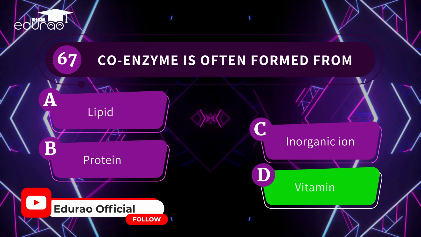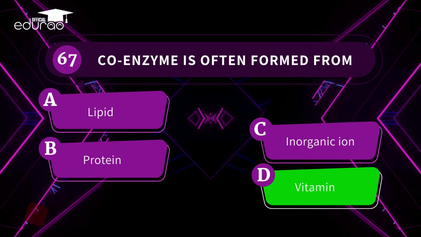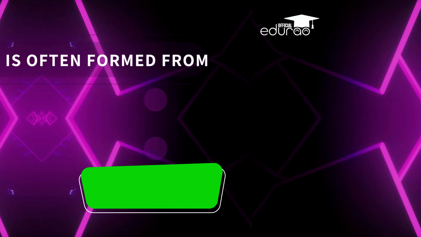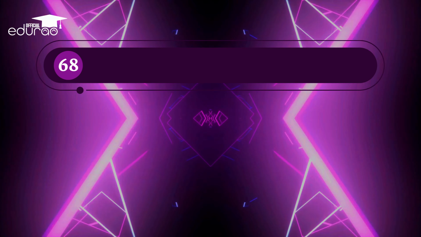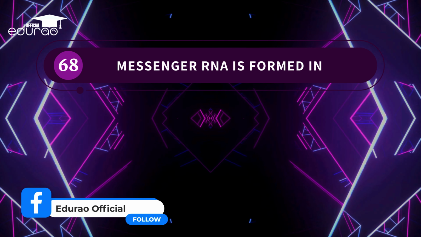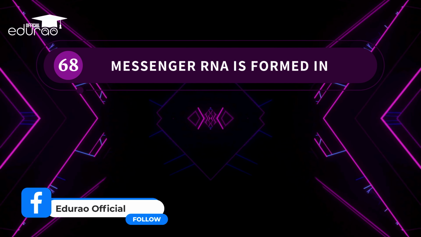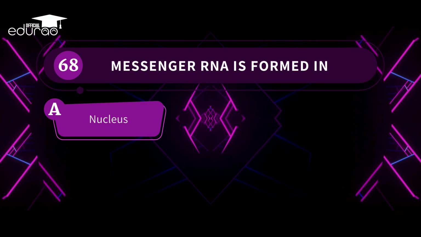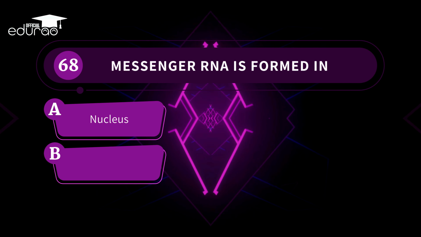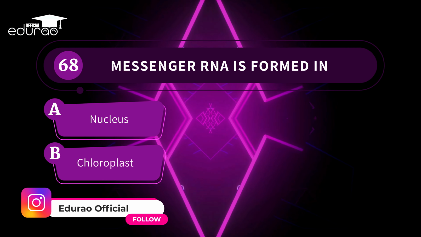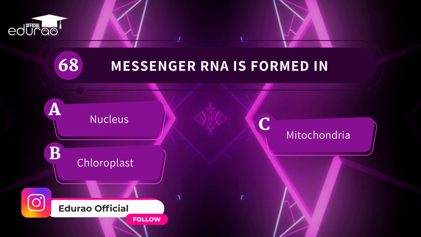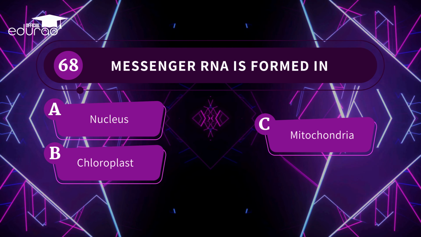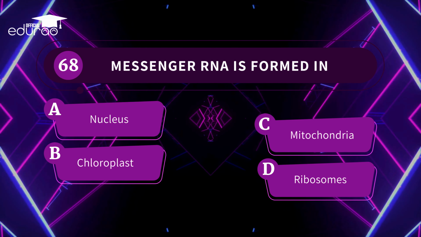You're correct. Correct answer is vitamin. Question 68. Messenger RNA is formed in A. Nucleus, B. Chloroplast, C. Mitochondria, D. Ribosomes.